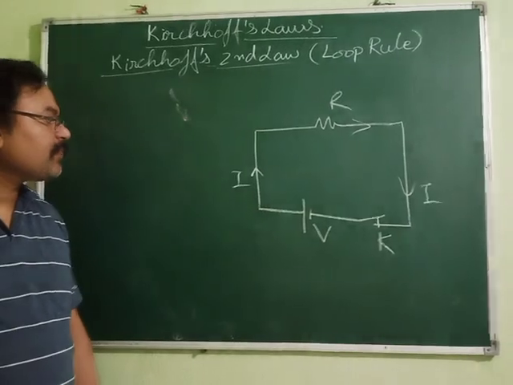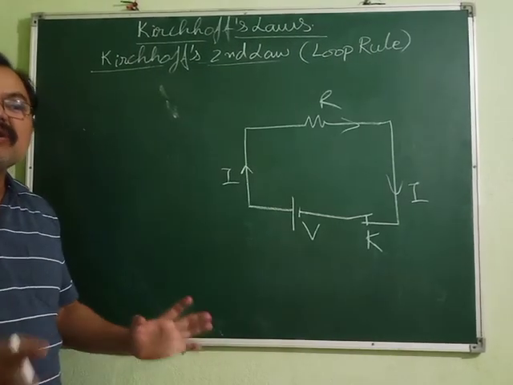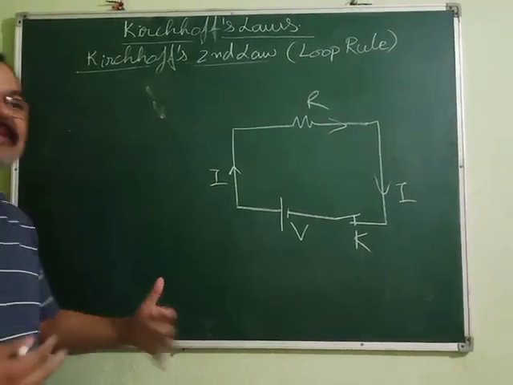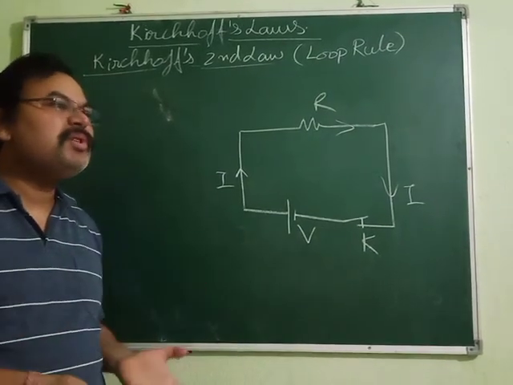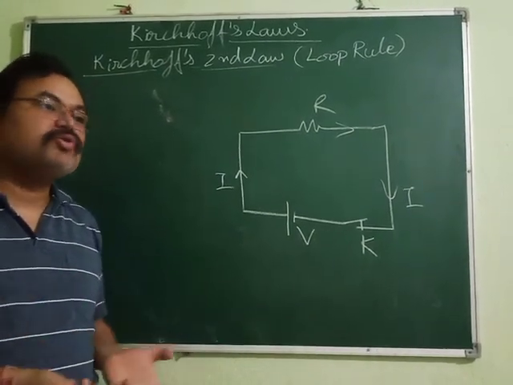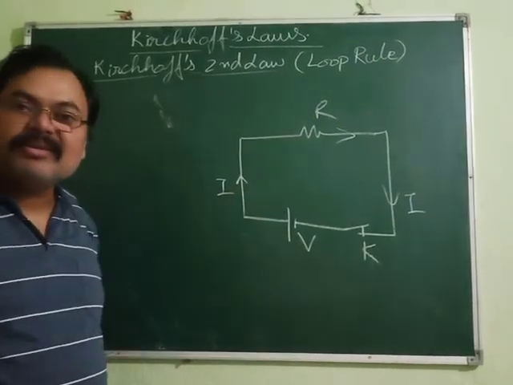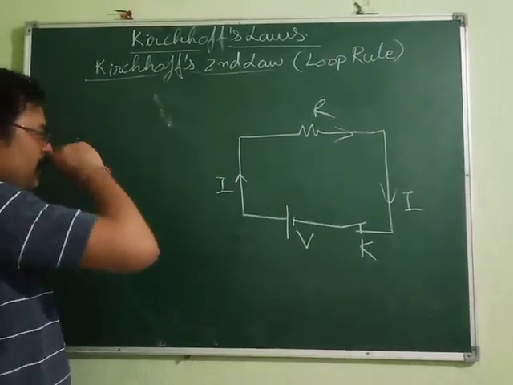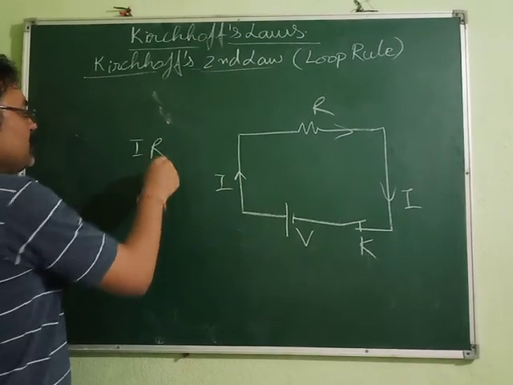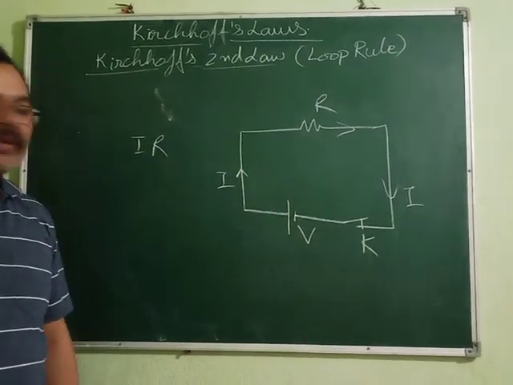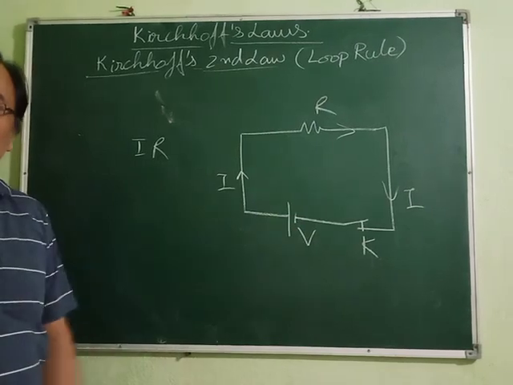Now, what do you mean by potential drop? It means potential which has been utilized. Now, who is going to utilize or consume the potential? Obviously, this resistor. How much potential is it utilizing? Suppose it is utilizing I into R. This is the potential utilized. Is there any other device which is going to consume?